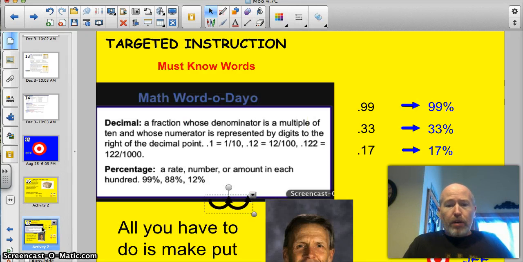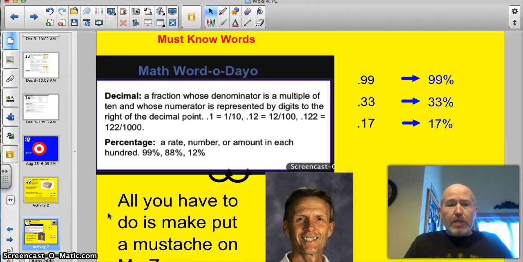Let's get to a couple of must-know vocabulary words for the day. First of all, a decimal. A decimal is a fraction whose denominator is a multiple of 10, and whose numerator is represented by the digits to the right of the decimal point. That's complicated, but just remember, 0.12 equals 12 hundredths. 0.122 equals 122 thousandths. Remember how you put a 0 under each digit, throw a 1 in front of the whole mess? All right, take a look at these examples over here.